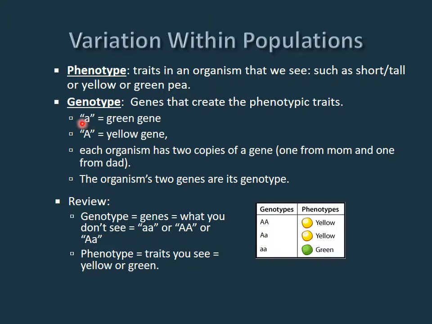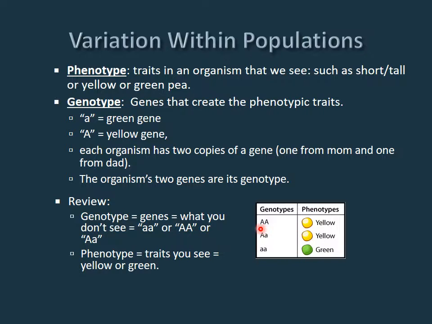So let's say that little a is a green gene and big A is a yellow gene. A plant can have two yellow genes and it will look yellow. A plant can also have a yellow and a green gene and it will still look yellow. The only way that a plant will be green is if it has two green genes. The reason for this is the yellow gene is dominant, and that means if you have even one yellow gene, you're going to look yellow. The green gene is recessive, which means the only way the green gene will show up is if you have two copies of that green gene. So again, the genes that something has are the genotype, and the way it looks is the phenotype.